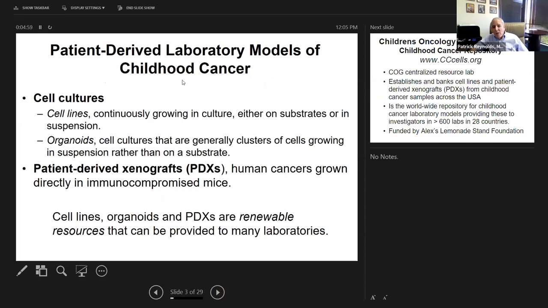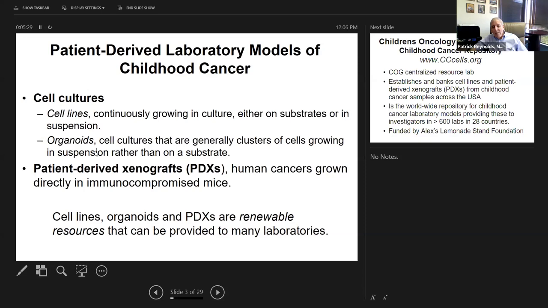And so these patient-derived models, first of all, traditional cell cultures and in the form of cell lines, these growing continuously in culture, either on substrates or, in the case of lymphomas and leukemias, and in fact neuroblastomas to some degree will do this a lot, growing in suspension. And then organoids, the more modern, if you will, version of this, where the cell cultures are generally grown in clusters and they're growing in suspension rather than on a substrate.